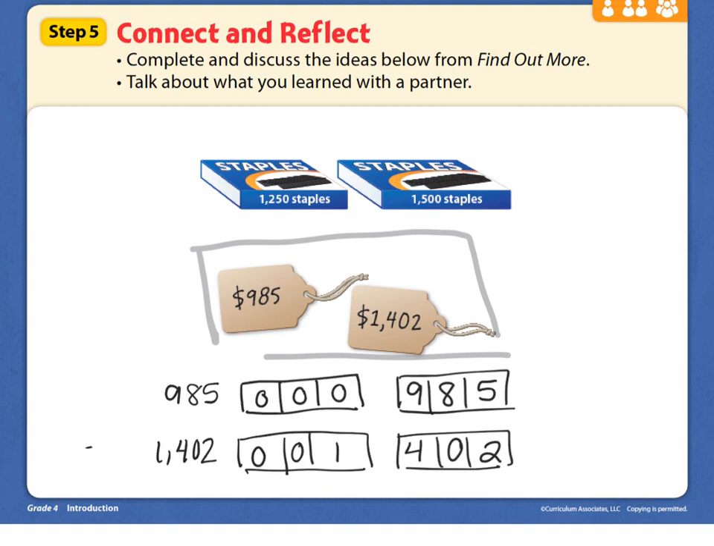The biggest place value I have is the thousands, so I'm going to start by comparing those. I know that 1 is greater than 0, so 1,402 is going to be the higher price.